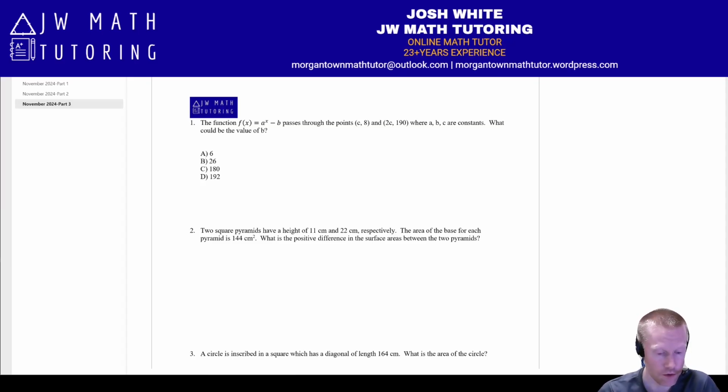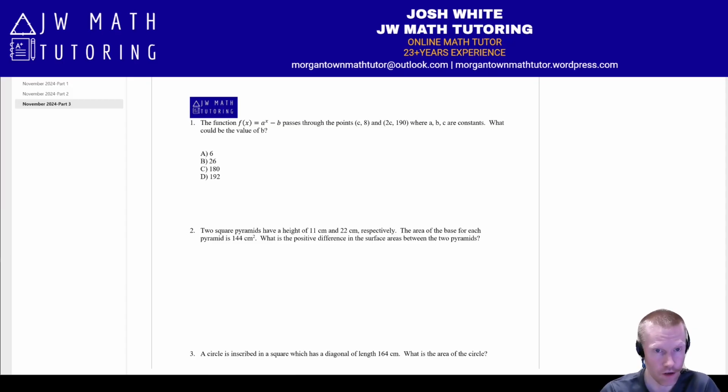Otherwise, let's go ahead and get started on the first question here, where we have an exponential function. They tell us that it passes through these 2 points with a constant of c in them, and they want to know what could be the value of b. So first I will show you what I would consider the traditional way to solve this, and then after that I'll show you the much quicker, easier, faster Desmos method.